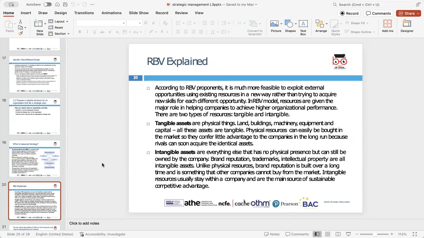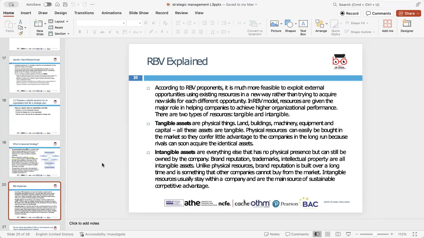According to the RBV, or resource-based view, it is more feasible to exploit external opportunities using existing resources than to acquire new skills for every opportunity. In this model, resources play a critical role in helping companies achieve higher performance. So again, as we already discussed, intangible and tangible assets.